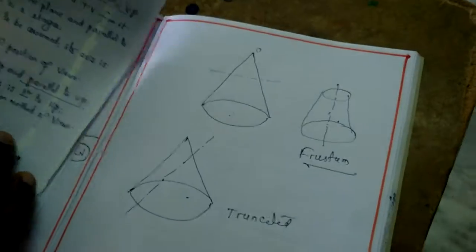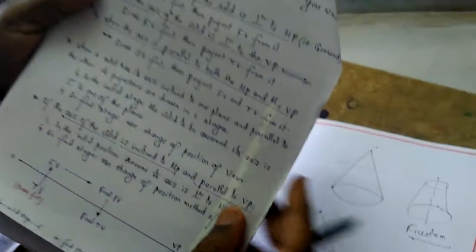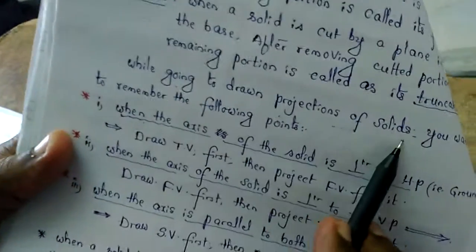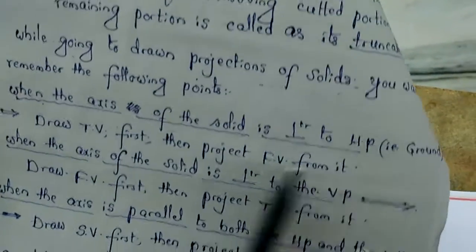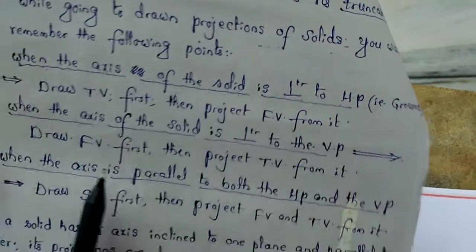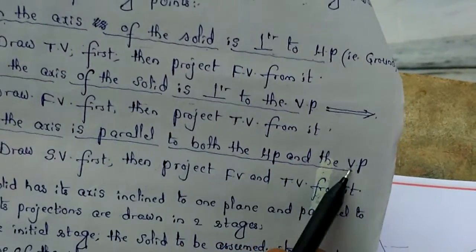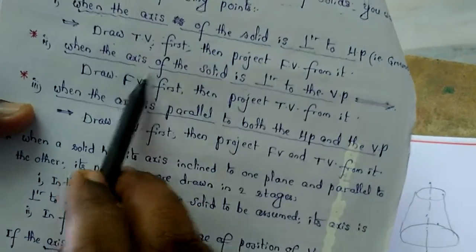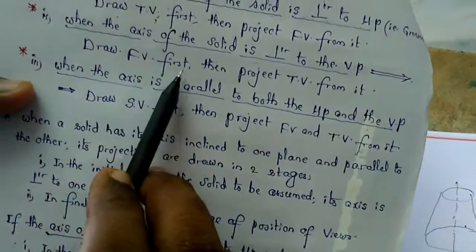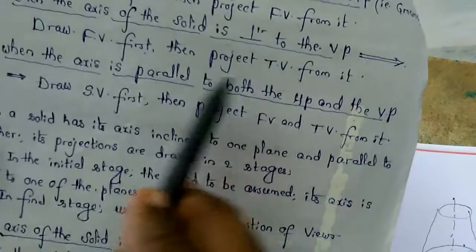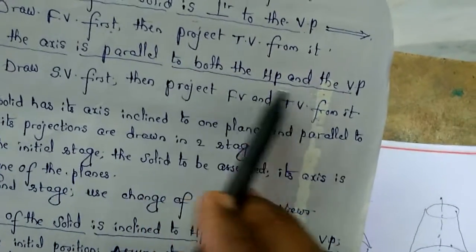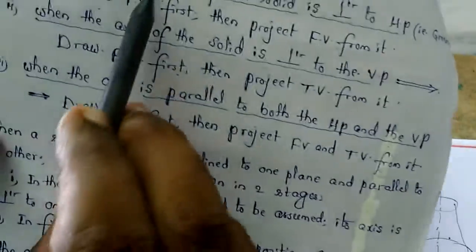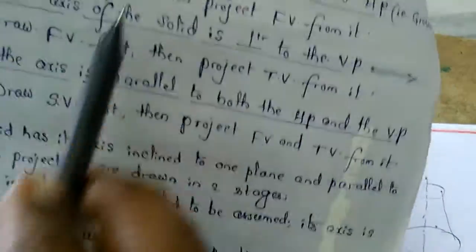So in projection of solids, we want to consider these problems. When we draw projection of solids, the axis may be perpendicular to HP, perpendicular to VP, or parallel to both HP and VP. When the axis is perpendicular to HP, first draw the top view, then the front view. When the axis is perpendicular to VP, first draw the front view, then the top view. Suppose the axis is parallel to both HP and VP, first draw the side view. These are the three important rules whenever you draw the projection of solids.